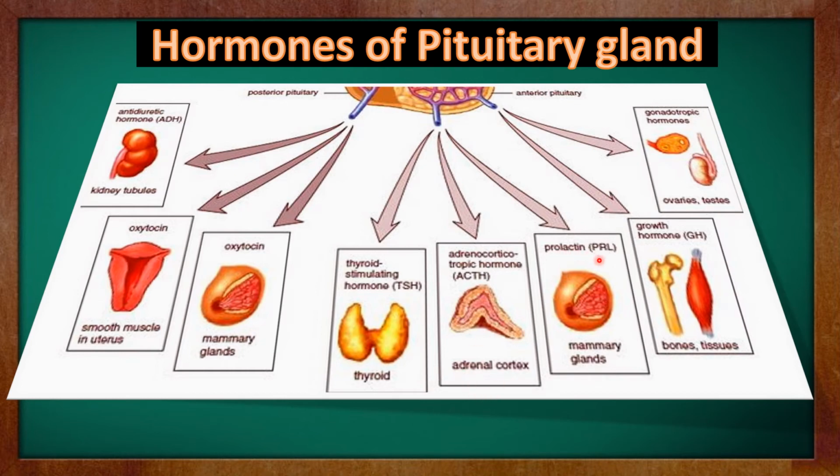Then prolactin, or PRL. It acts on the mammary glands, especially when they produce milk. Then growth hormone, or GH. It is responsible for the growth of our body, especially if you are still young, such as our bones and tissues.